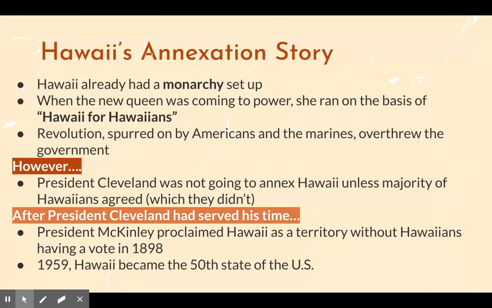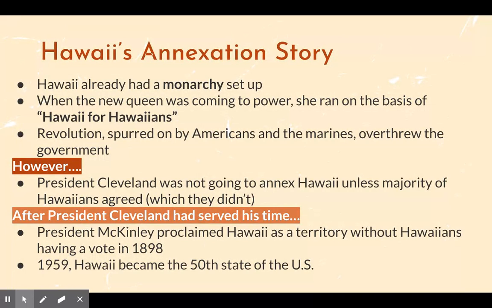President Cleveland was not going to annex Hawaii unless a majority of Hawaiians agreed, which they didn't. So President Cleveland, throughout the rest of his term, did not annex Hawaii. Now, he's not perfect. He still let this stuff happen with the Marines. He still let people overthrow this queen. But he's basically saying, I'm not going to take over Hawaii unless the Hawaiians want to be taken over.